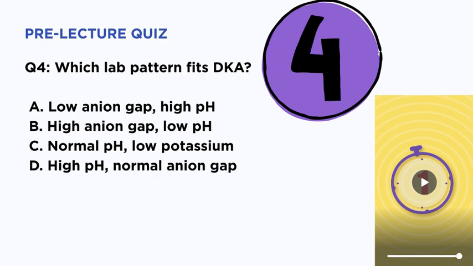So remember, ketones are acids. When they rise, the anion gap widens, usually around 16 to 18, but the normal value for an anion gap is around 8 to 12. So anything higher than 12, you consider as an elevated anion gap. And when there is an elevated anion gap, the pH also drops. This pattern signals metabolic acidosis related to DKA.